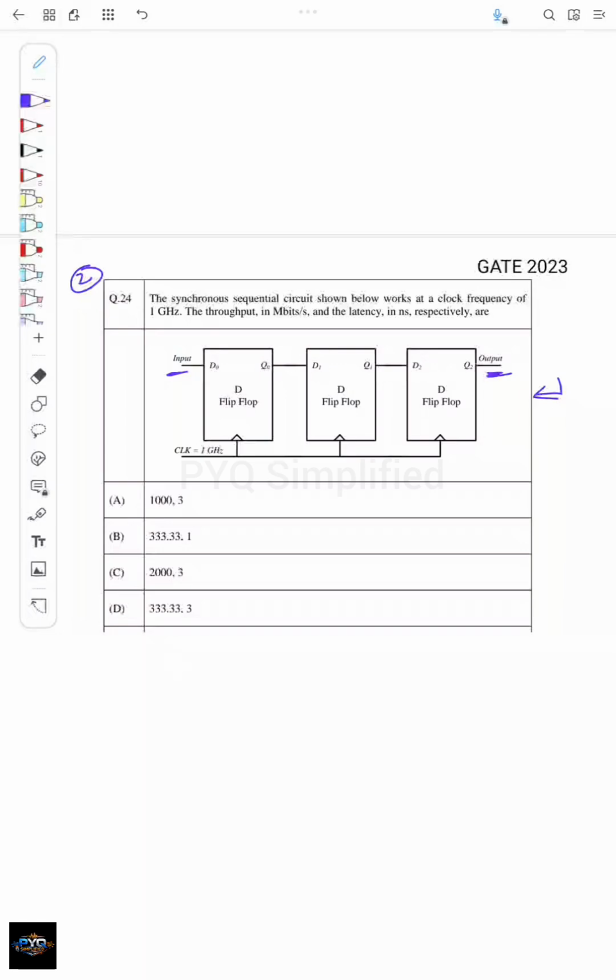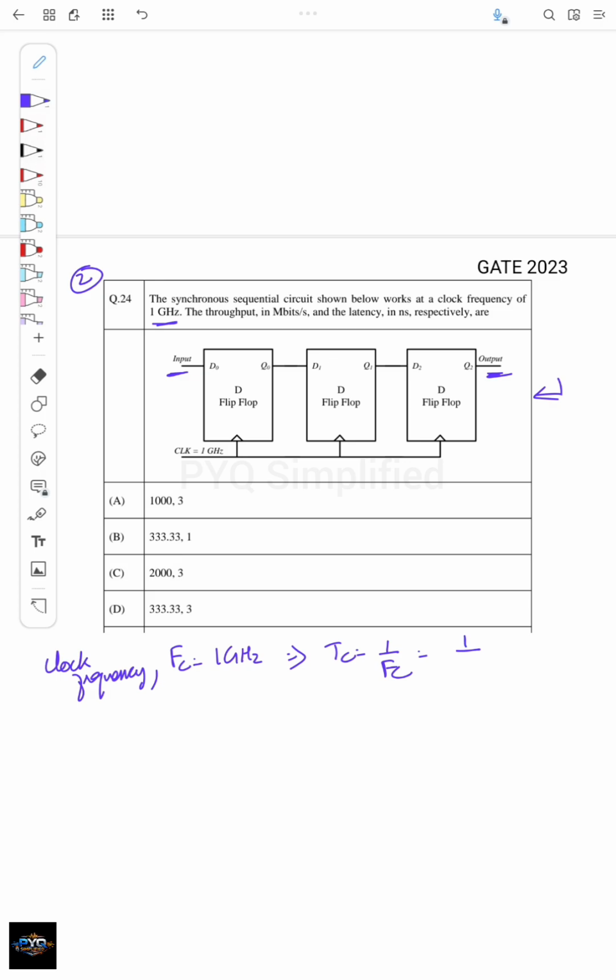Before that, we will see what is the clock frequency. Clock frequency here is Fc equal to 1 gigahertz. So what is the clock time? Tc will be equal to 1 by Fc, where Fc is the clock frequency and Tc is the clock time. So 1 by Fc is 1 by 1 gigahertz. So this is 10 power minus 9 second, or Tc is 1 nanosecond. First we will see the throughput.